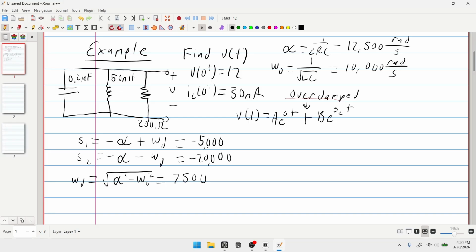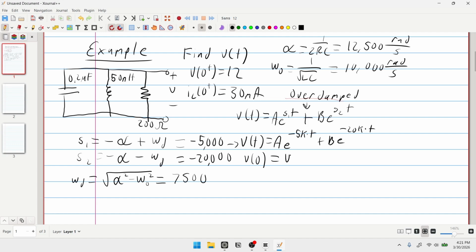Okay, so let's rewrite our V of t. We have now that V of t equals a e to the negative 5k times t, and plus b e to the negative 20k times t, right? And so next, we need to start finding our unknowns, our a and our b, all right? So we need to find two equations. So we know that our v of 0 plus equals 12, right? And so we want our v of 0, right?